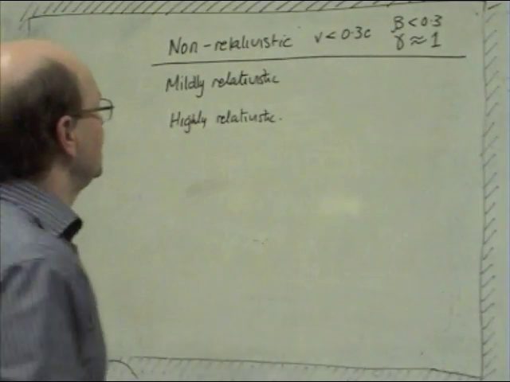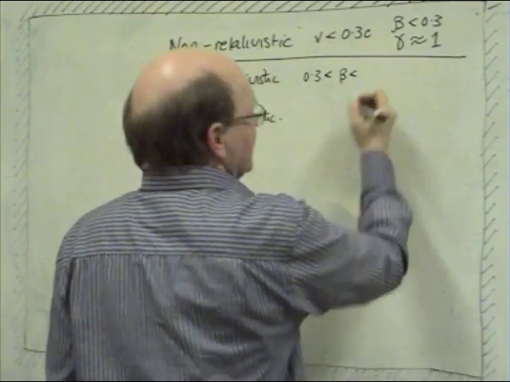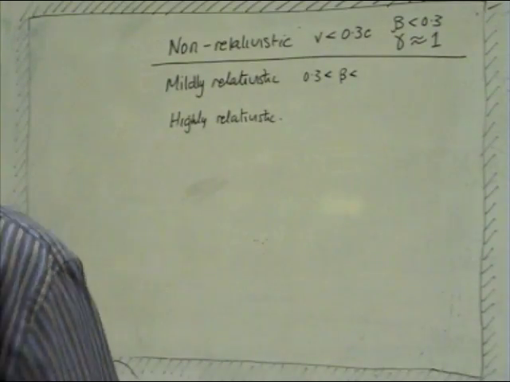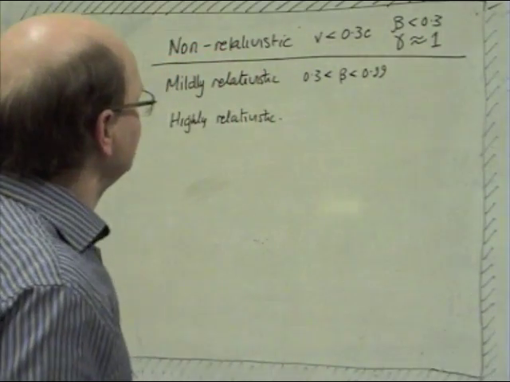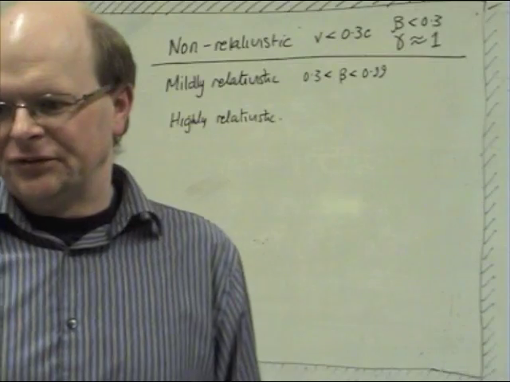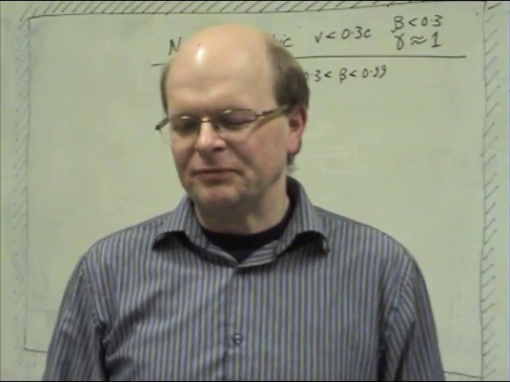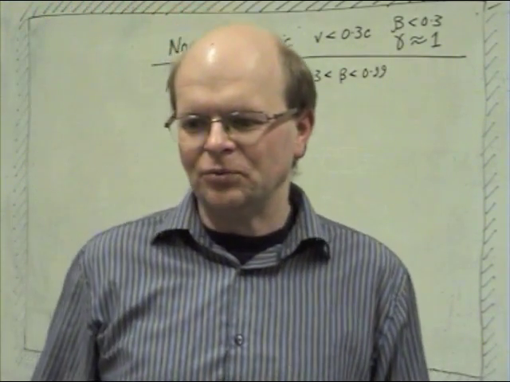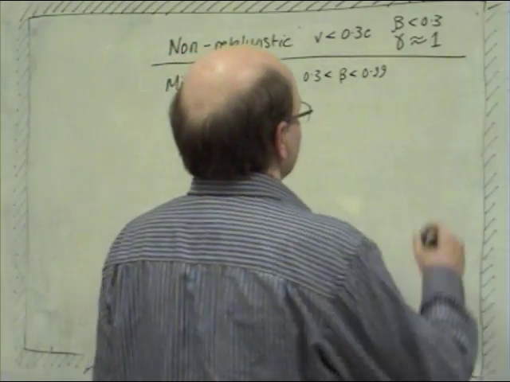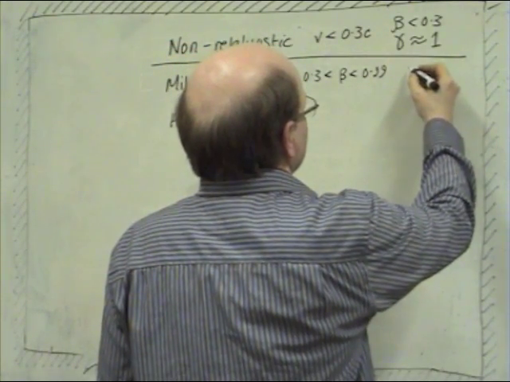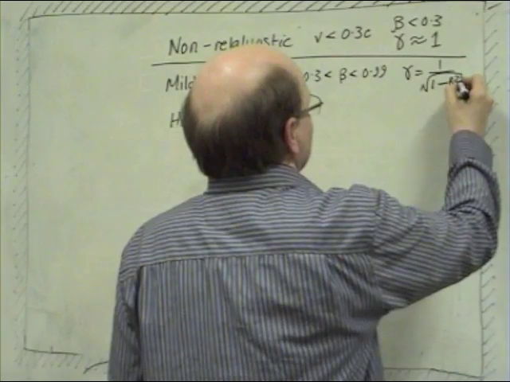Mildly relativistic case is 0.3 is less than beta is less than, what did I use? 0.99. Under those circumstances, it is not true that beta is so small that the particle is non-relativistic. It's also not true that the beta is so big, in other words so close to 1, that the particle behaves like a photon. It's the intermediate case. So in those circumstances, the relationship between gamma and beta that you have to use is that gamma equals 1 over the square root of 1 minus beta squared.